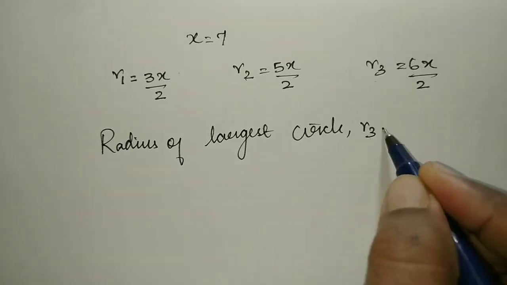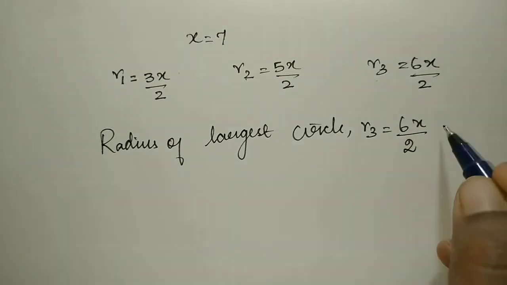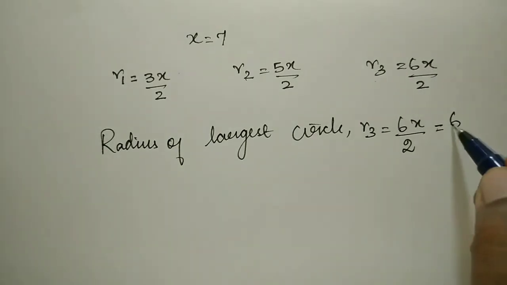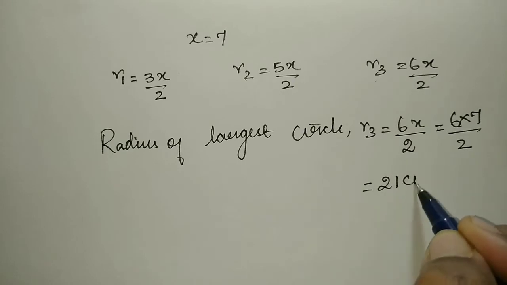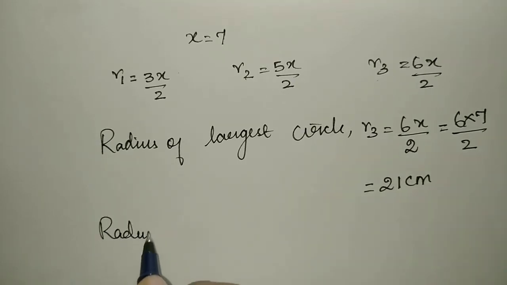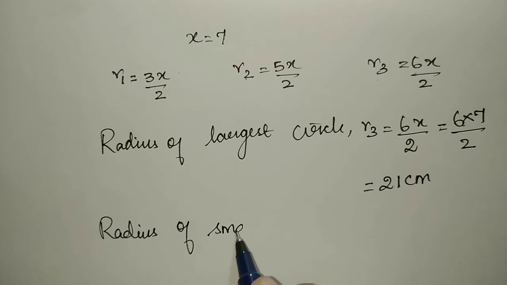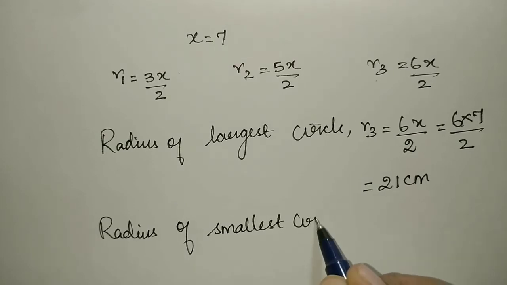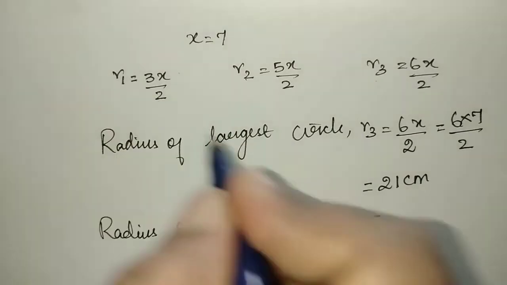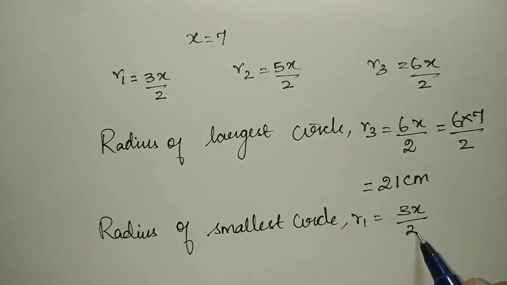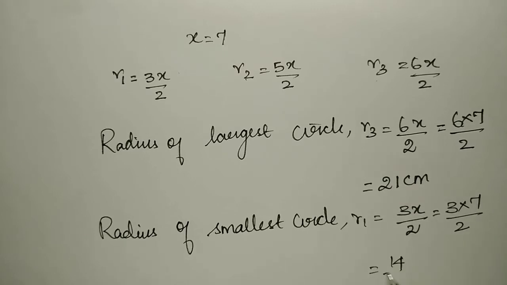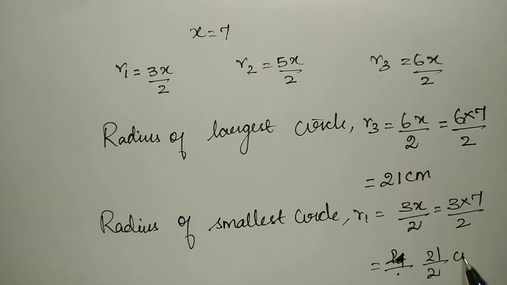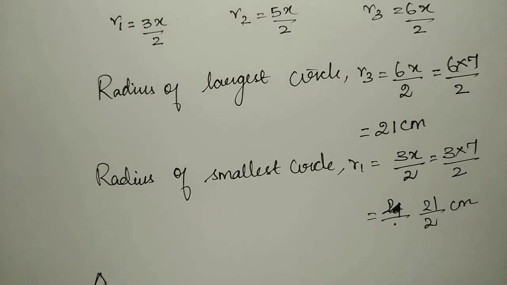So the radius of the largest circle is R3. What is that? 6x by 2. What is the value that we found for x? That is 6 into 7 by 2. You will get 21 centimeters. Radius of the smallest circle. Just now I told you this value is the smallest one. So 3x by 2. Substitute the value for x. 21 by 2 centimeters.